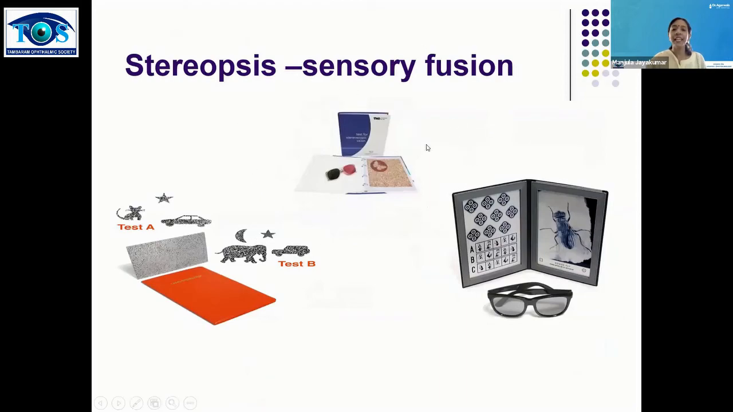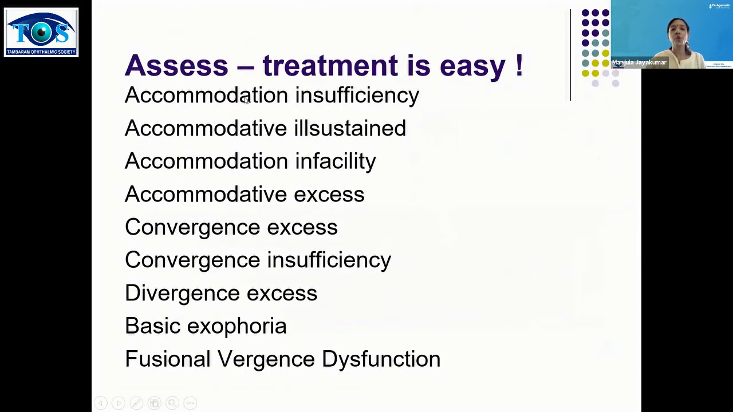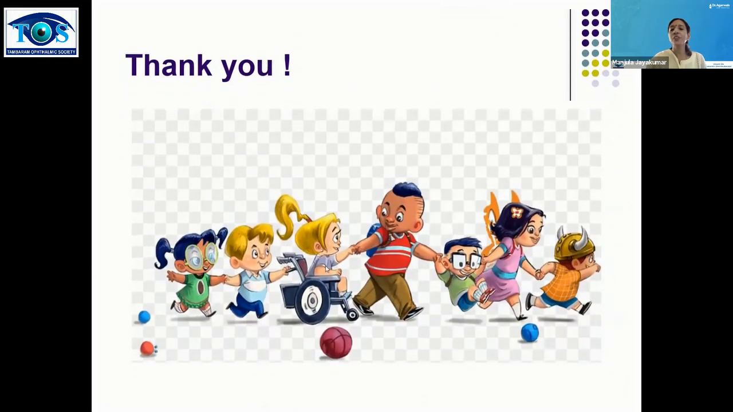Your sensory fusion with any of these stereopsis tests. And once you have assessed your patient, you know what your patient is suffering from. Is it an insufficiency of accommodation, ill-sustained accommodation, infacility of accommodation, excessive accommodation, or is it a convergence problem like excess or insufficiency, divergence excess, basic exophoria, or is it a combination of problems like a fusional vergence dysfunction? Once you've made your diagnosis, your treatment becomes easy because you can refer your patient to the orthoptist or optometrist to treat your patient.